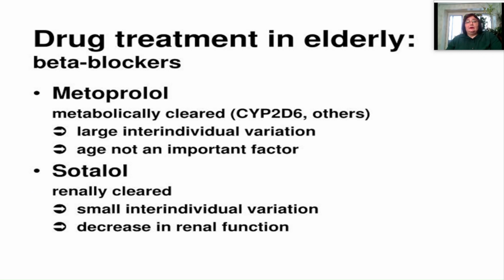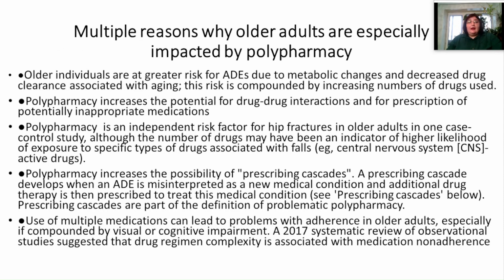Drug treatment in the elderly. The more important and commonly used group of drugs is beta blockers. Metoprolol is metabolically cleared by cytochrome 2D6, with large interindividual variation, age not an important factor. We now start talking about what kind of treatment is used more often in elderly patients. Sotalol is renally cleared, with small individual variation, and decrease in renal function.